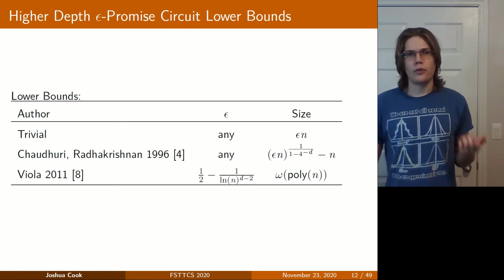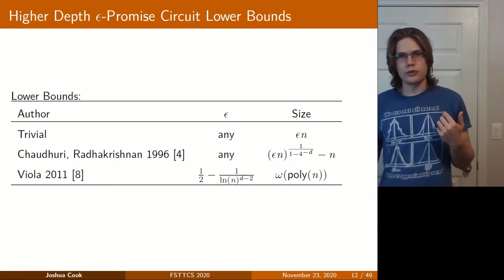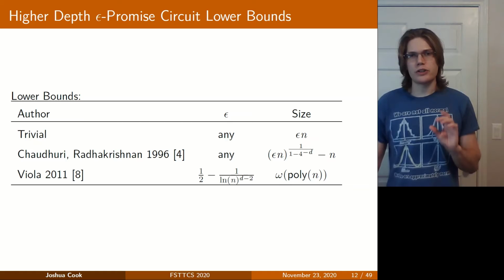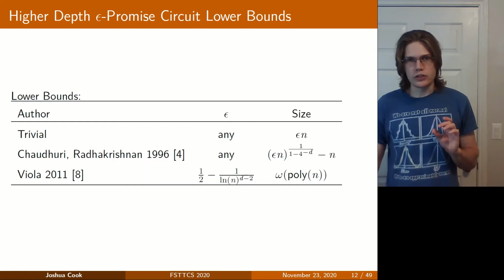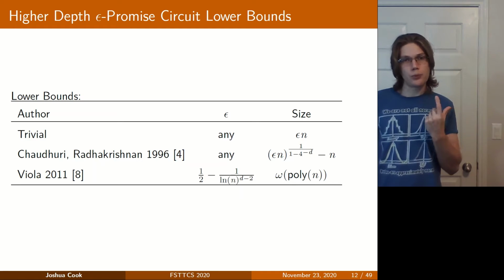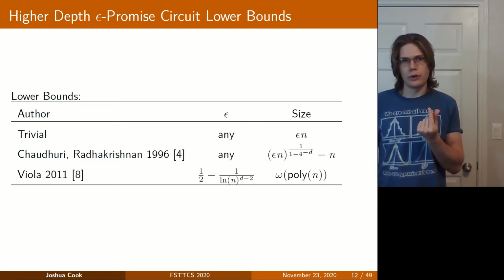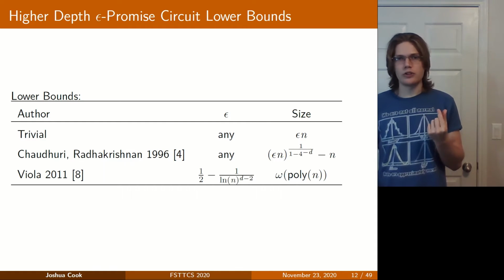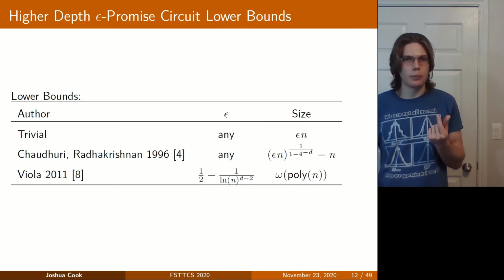And Chaudhry and Radhakrishnan also showed a nearly matching lower bound that just differs in the order of the d. And Viola showed that if you let epsilon approach 1/2 instead of just being a constant close to 1/2, you can actually prove super polynomial lower bounds for any given depth.